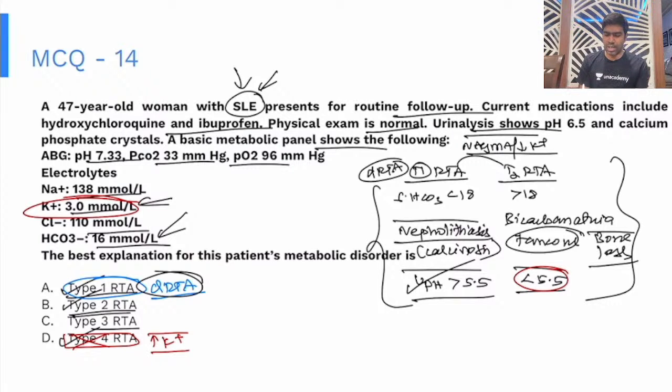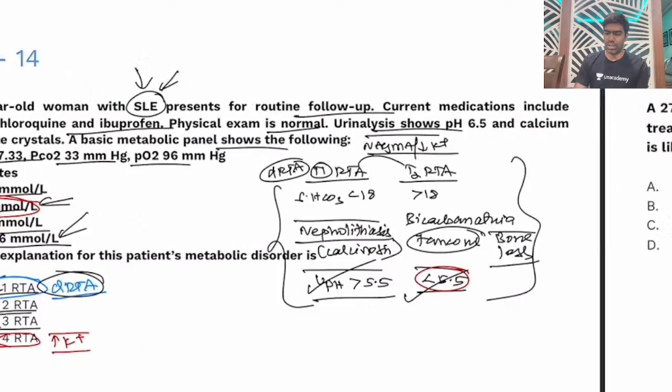So if it was type 2 RTA, they would have given other clues like bicarbonate would have been 18 or 19, the patient would have had bicarbonaturia, Fanconi picture, osteomalacia, and probably a fracture history, and they would have given the urinary pH. So there could be some other clues, but here it's straightforward type 1 distal RTA.